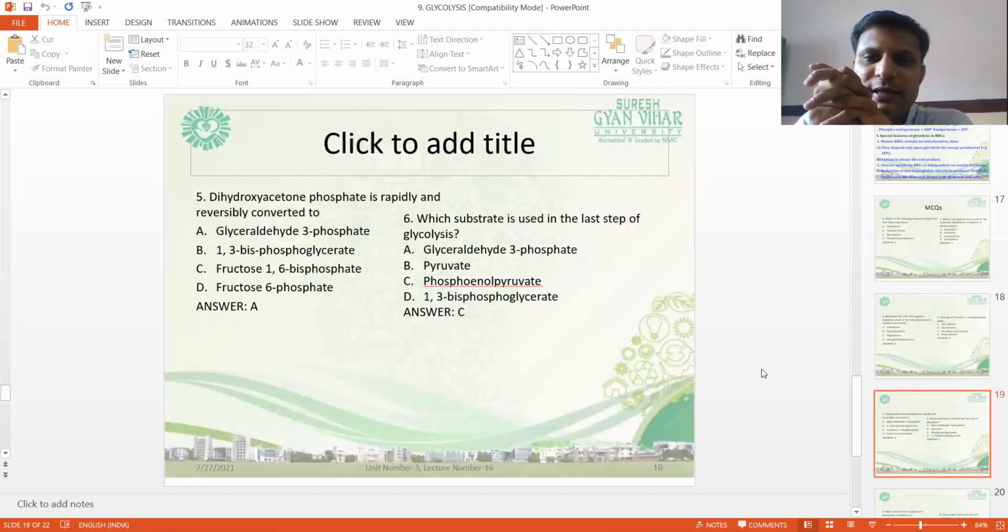And which substrate is used in the last step of glycolysis? The answer is phosphoenolpyruvate, from which we get the pyruvate. So the substrate used in the last step is phosphoenolpyruvate, which is getting converted into pyruvate.